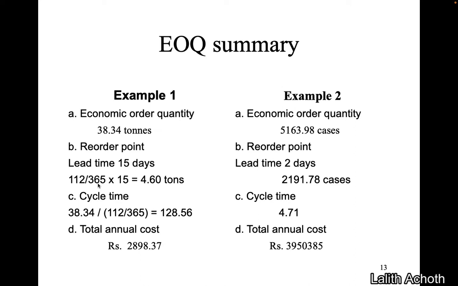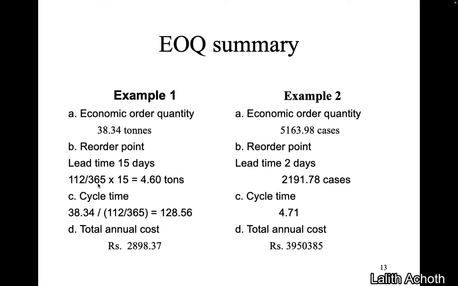Now you want to know how long this will last. That's called the cycle time. The cycle time is the average inventory, that is 38.34, divided by the daily demand of 0.3. So your inventory is going to last you for 128.56 days, a little over 4 months. And the total inventory cost is 2,898.37.